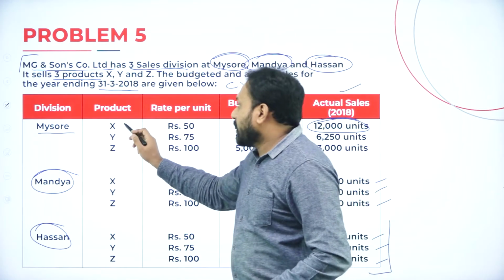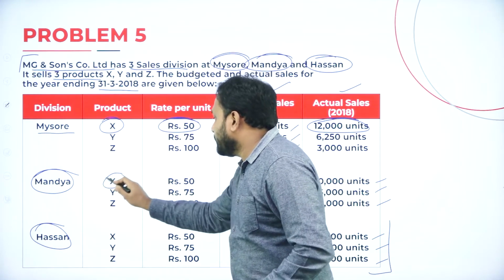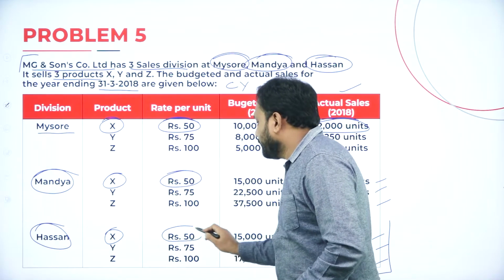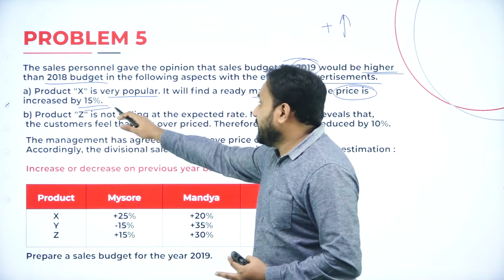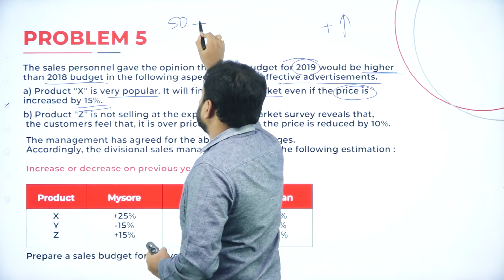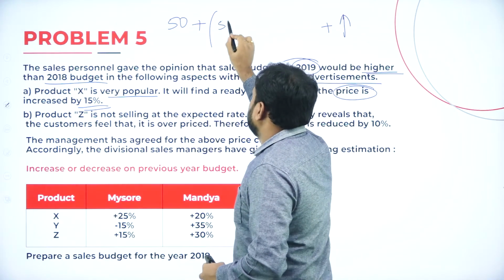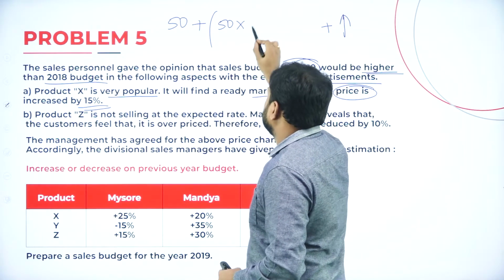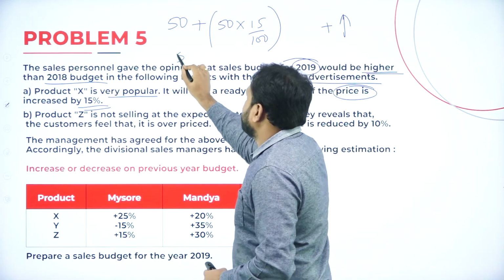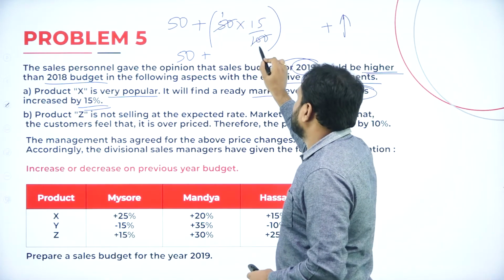Let's check the price here. Now the price of product X is how much? Rupees 50. Here also rupees 50. And here also rupees 50. So we need to increase by 15%. So what will be the working note here? 50 rupees plus, you need to calculate like this, 50 into 15 by 100.